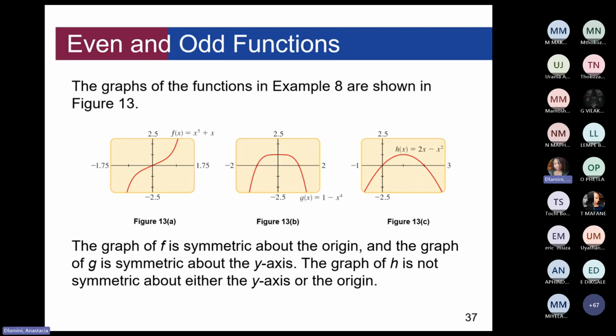Do you see that, guys? So all odd graphs are symmetric about the origin. All even graphs are symmetric about the y-axis. And the ones that are not even or odd are not symmetric about the origin or the y-axis. They might be symmetric about some other line. Like this one, if this is x equals 2, then this graph is symmetric about x equals 2 because this half is the same as that half.